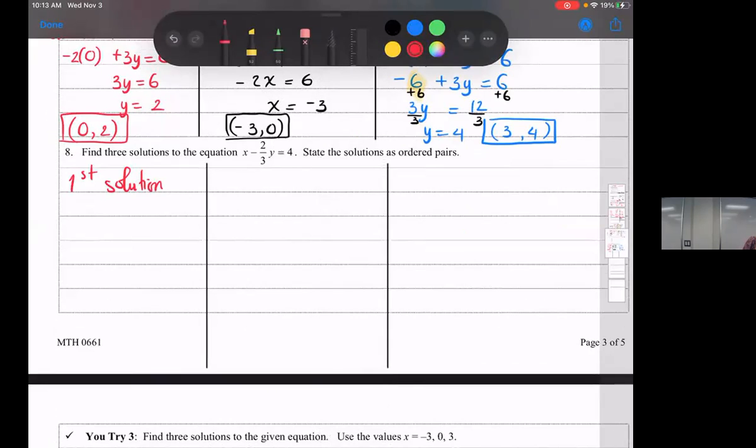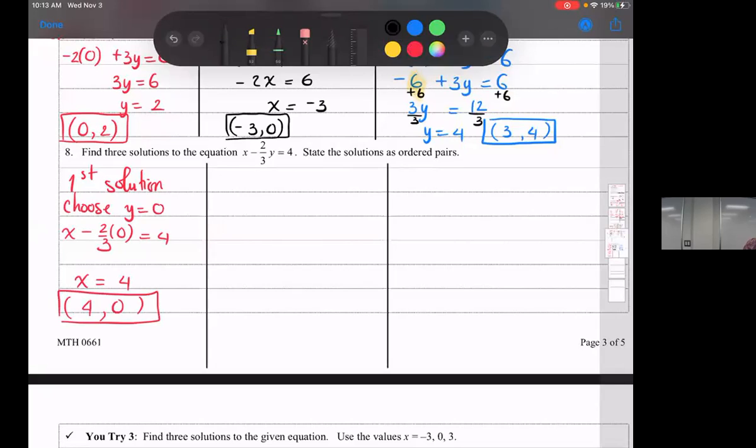Did someone choose y equals 0? All right, good. I'm going to choose that next. So y equals 0, what happened? x minus 2/3 times 0 equals 4. Well, 0 times anything is just 0, so it's just x equals 4. So what's the final answer here? 4, 0. Good.